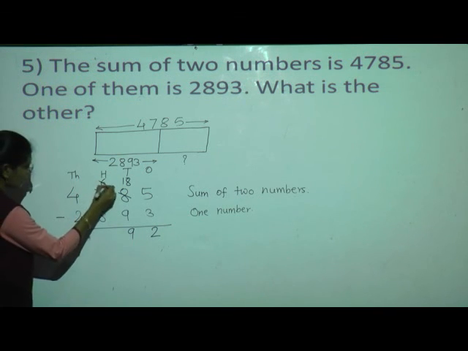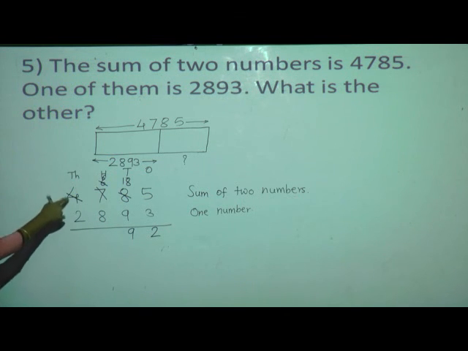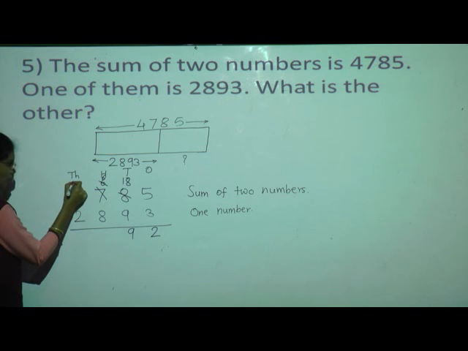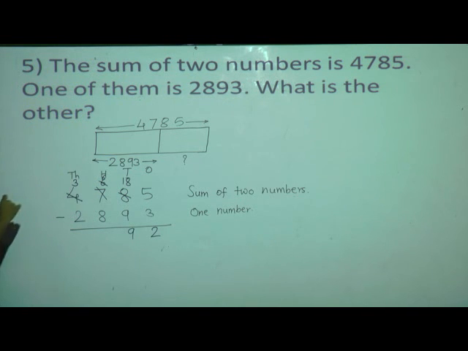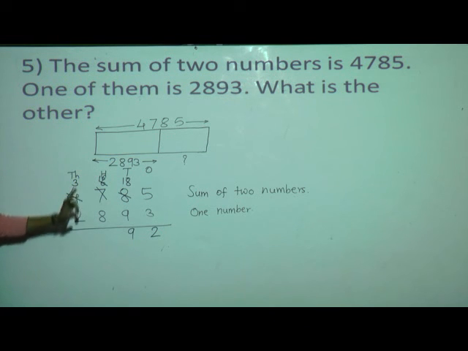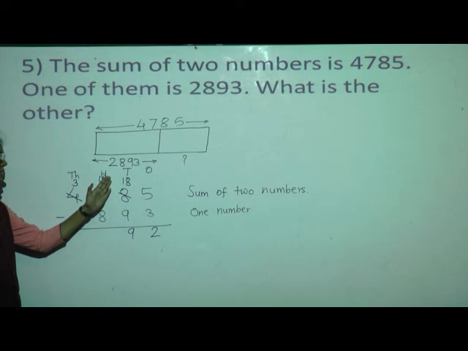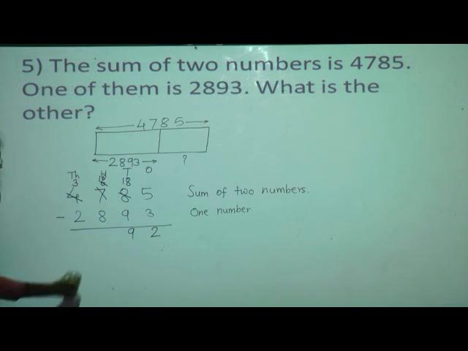Just cut this 6 and write as it is and move to the neighbor. Now this neighbor is having 4. So take 1 borrow from this neighbor. Here 3 will remain and this 6 will become 16. Now see 16 minus 8. Do the subtraction. After 8 count your fingers till 16. So 16 minus 8 is equal to 8. So write 8 at hundreds place.